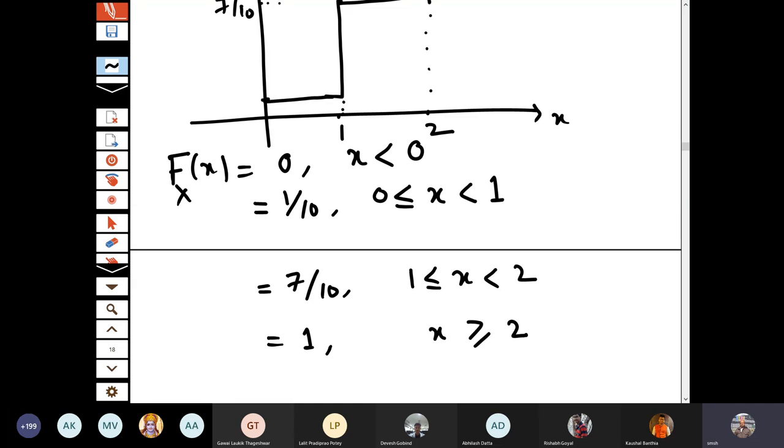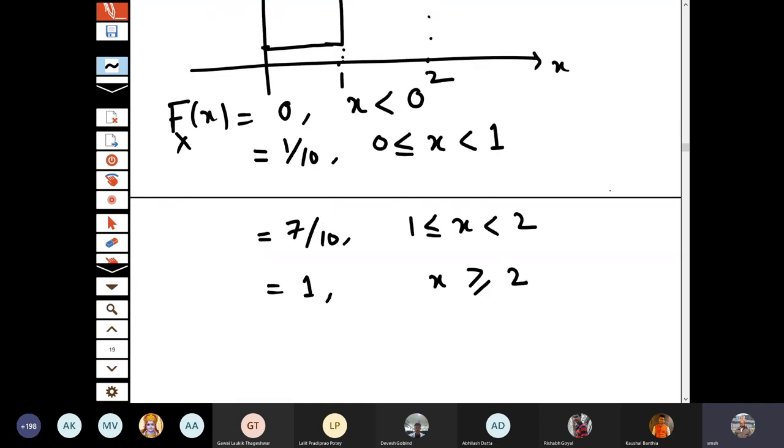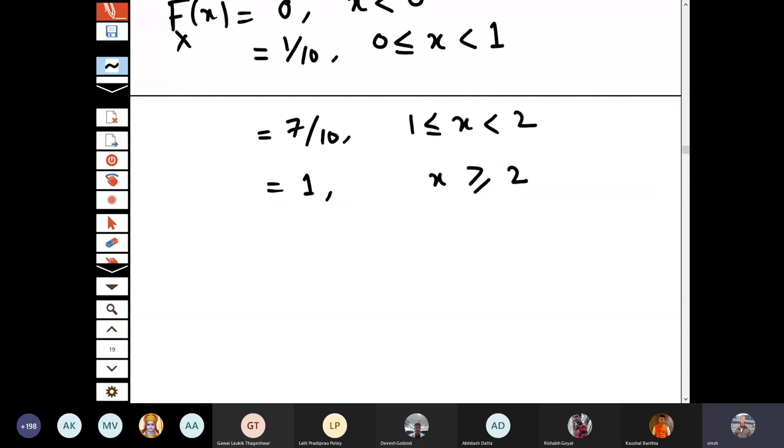Now let us consider this relationship for the continuous random variables. Okay, so let us consider the exercise that we have done earlier. Say f(x) was, say, 1/3 for 1 less than x less than 4, and it was 0 otherwise.